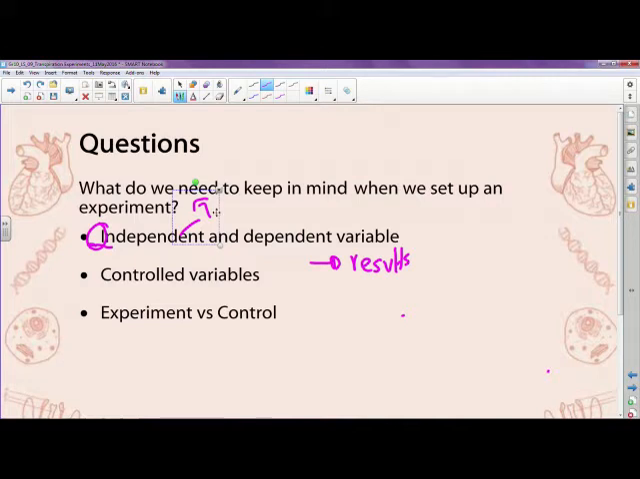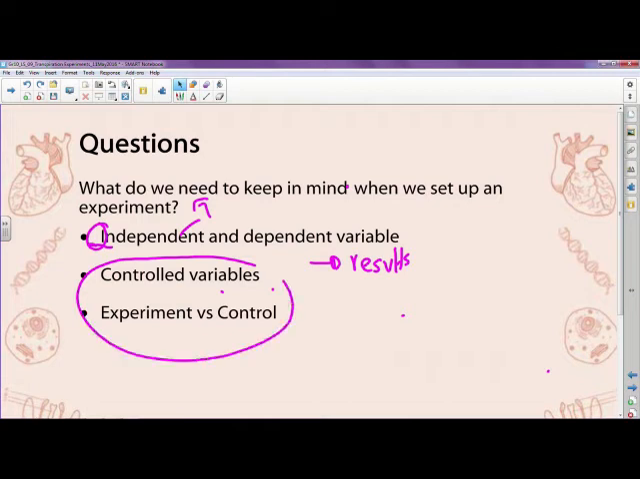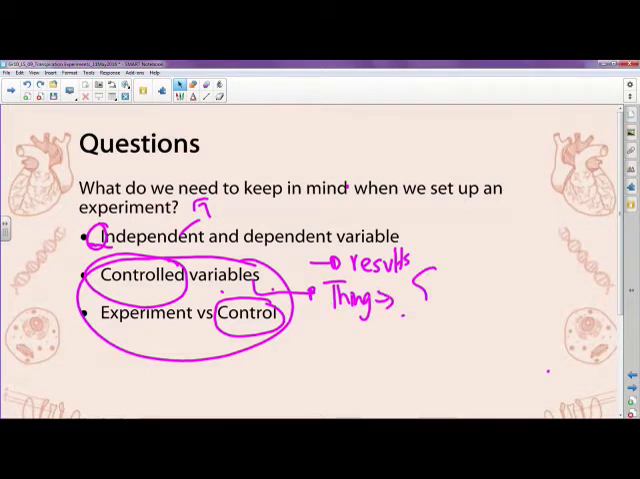Now, the problem here is these two factors, specifically these two words. You can see they look the same, but they are very different. A controlled variable is different to a control. My controlled variables are the things that I must keep the same. What do I mean by that?